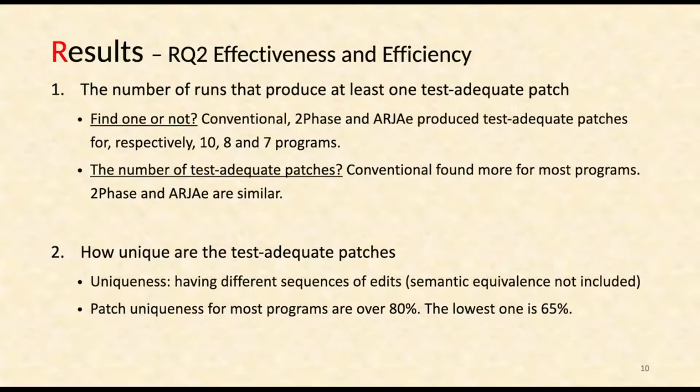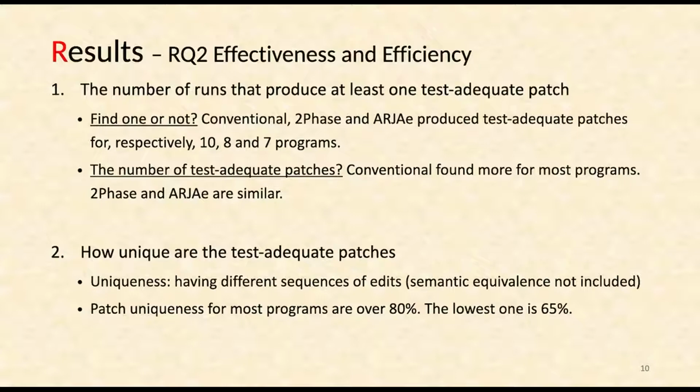For research question 2, we also look at 2 factors. The first one is the number of runs that produce at least one test-adequate patch. The conventional, two-phase and ARJAe fitness functions have produced at least one test-adequate patch for 10, 8, and 7 programs respectively. Now let's have a look at the number of test-adequate patches produced in total. So the conventional fitness function has found more for most programs, while two-phase and ARJAe are similar.